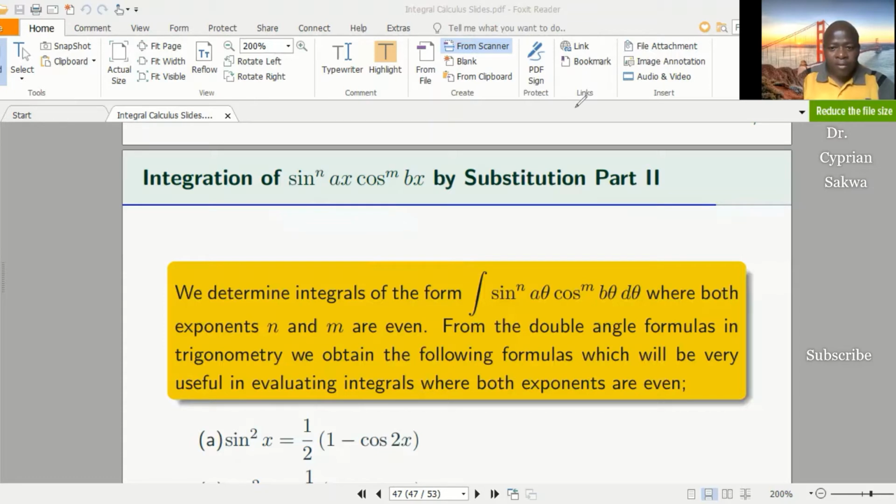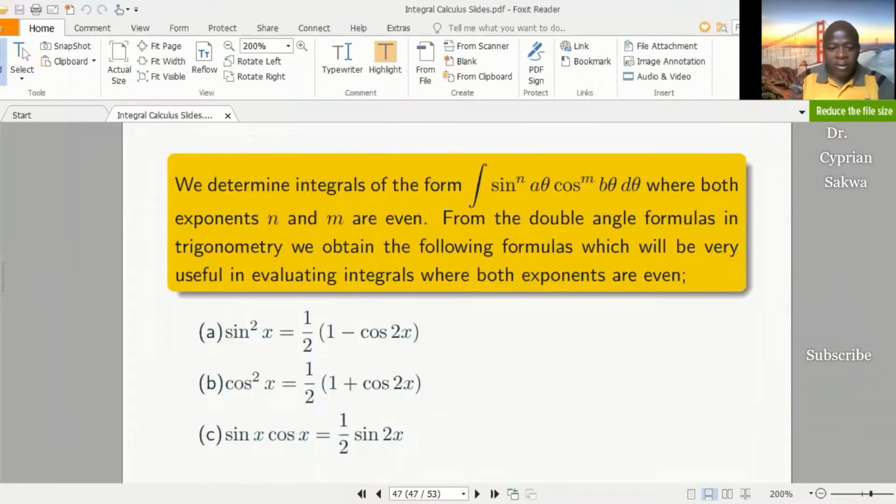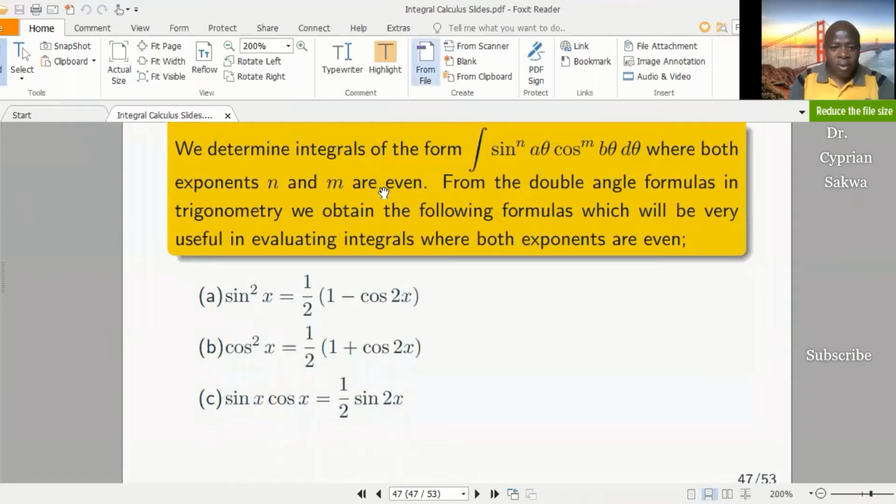Now, for us to do integration of sine x with an even exponent times cos x with another even exponent, we need to know some identities from trigonometric ratios, the ones that were learned in trigonometry. Some of the formulas that are very important in trigonometry that we'll be using are the following. Of course, you know how to get these formulas.